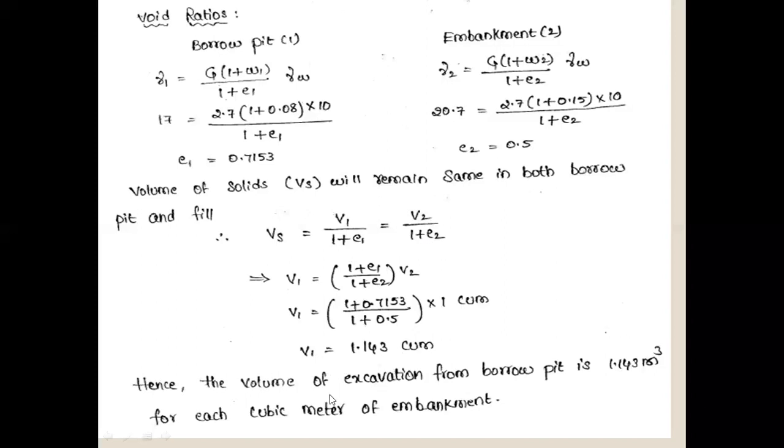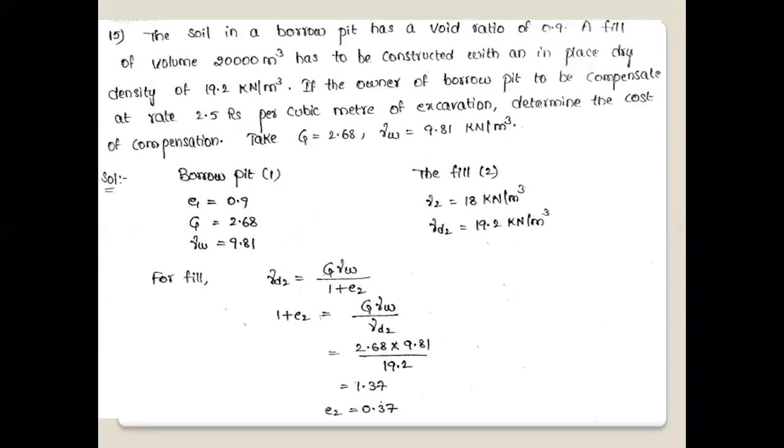Hence the volume of excavation from the borrow pit is 1.143 cubic meters for each cubic meter of the embankment. Here only 1 cubic meter. Then finally, how many cubic meters of excavation? So for each cubic meter, 1.143 cubic meters of soil is excavated. Next problem.